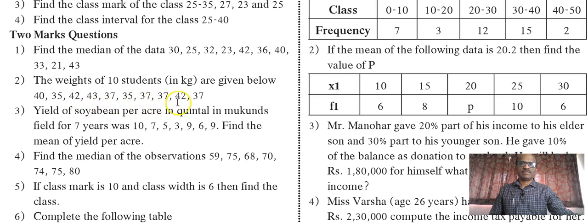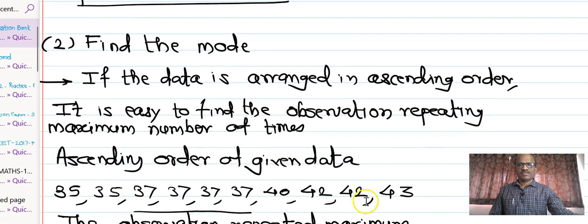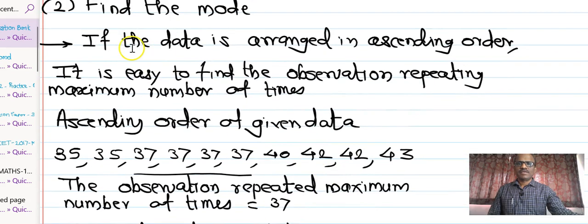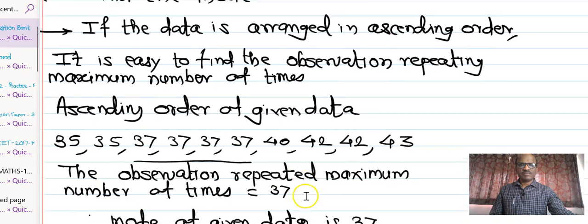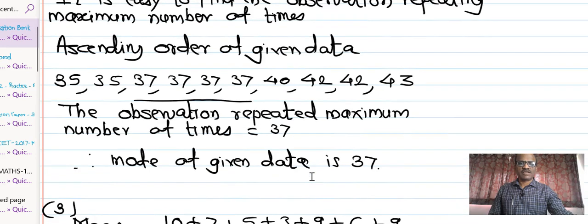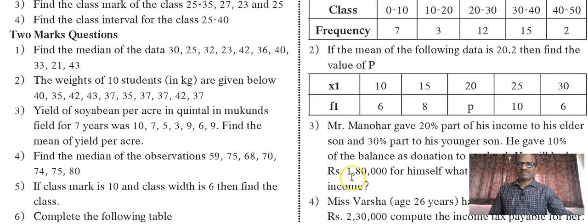Now the weights of 10 students in kilograms are given below: 40, 35, 42, 43, 37, 35, 37, 37, 42 and 37. Find the mode of the given data. It is not given, but I am making some correction there. If the data is arranged in ascending order, it is easy to find the observation repeating the maximum number of times. The ascending order of the given data is written like this. The observation repeated the maximum number of times is 37. Therefore, the mode of the given data is 37.